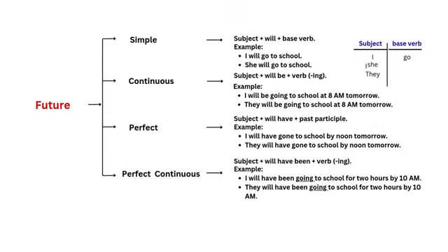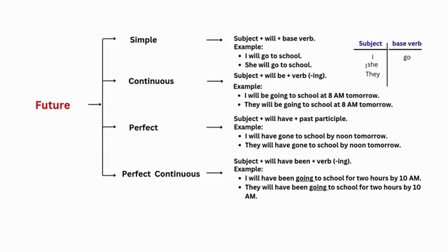Here, I is the subject. Will have been is the auxiliary verb. Going is the main verb. To school is the object. For 2 hours indicates the duration of time the action will have been ongoing. By 10 a.m. specifies the future time by which the action will have been taking place for 2 hours.